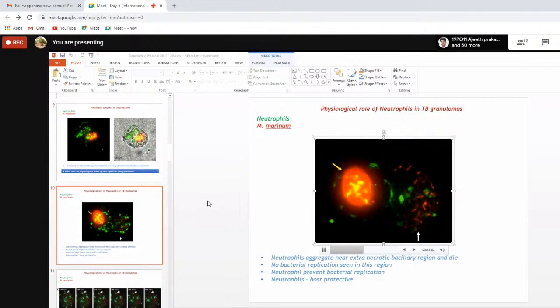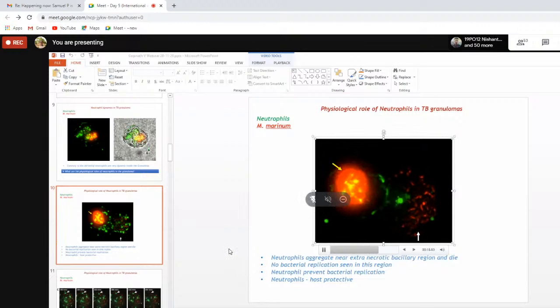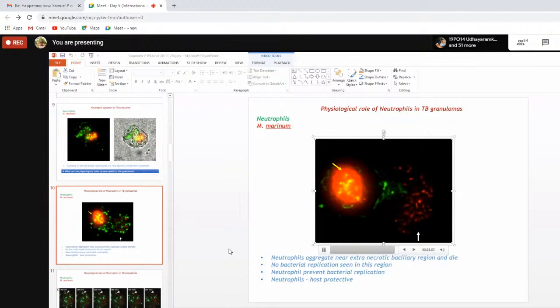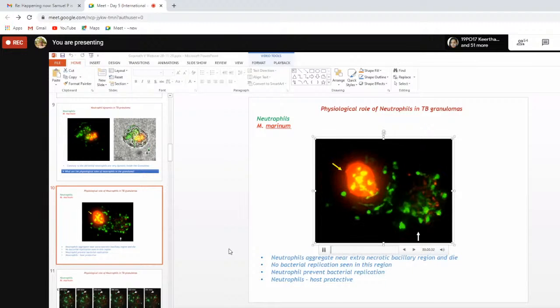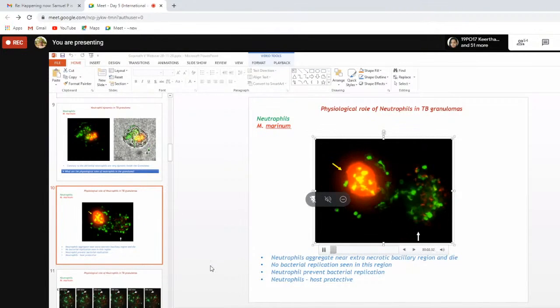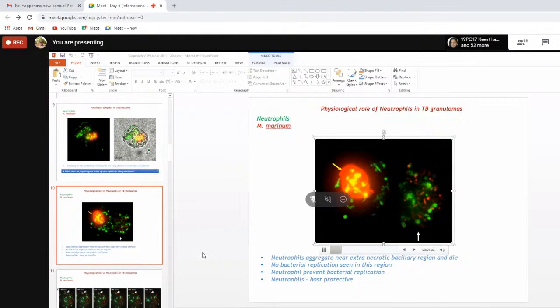So what does it mean? It means that when neutrophils lyse in this region, it releases antimicrobial proteins from granules that I mentioned earlier, and these proteins will inhibit bacterial growth, controlling the infection. So by this action, neutrophil protects the host.